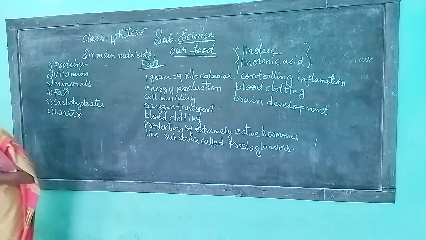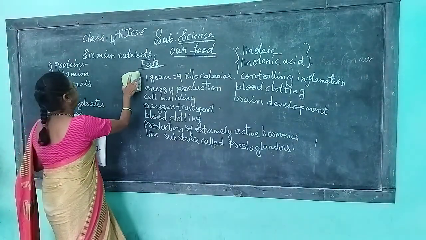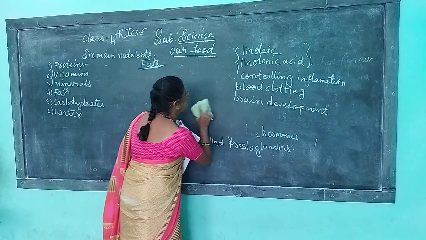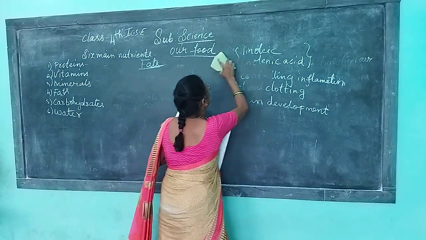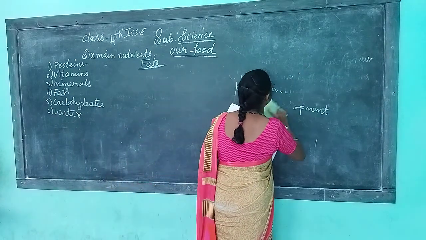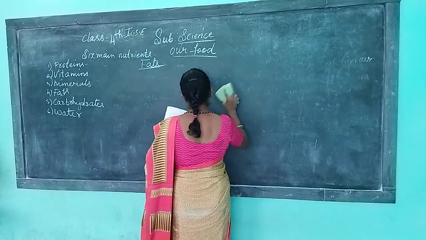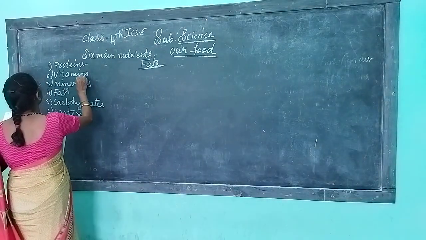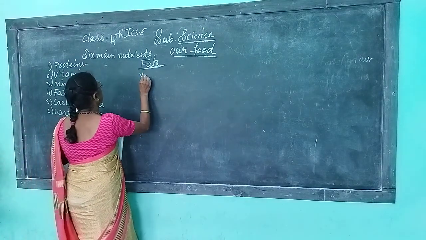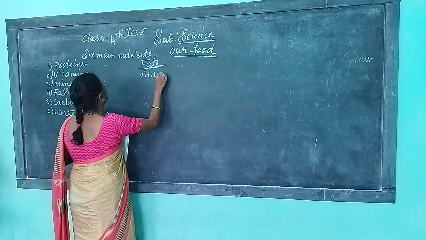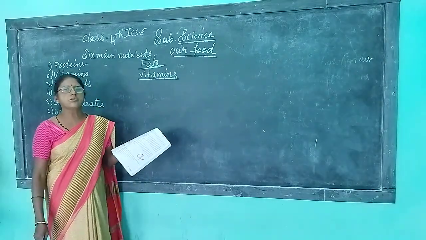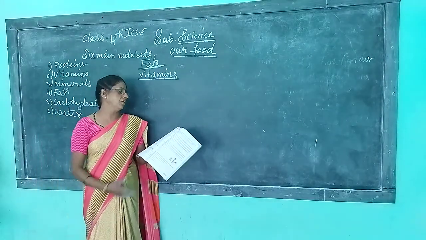Next is vitamins. So now we know fats. Now I am going to explain about vitamins. So we are in the second group. It is vitamins, V-I-T-A-M-I-N-S. Vitamins. So now we are going to learn about vitamins.